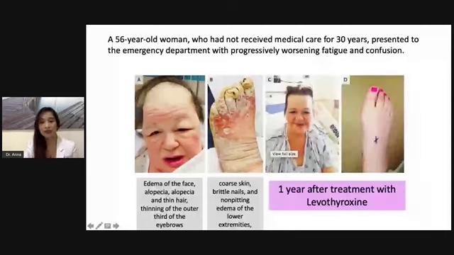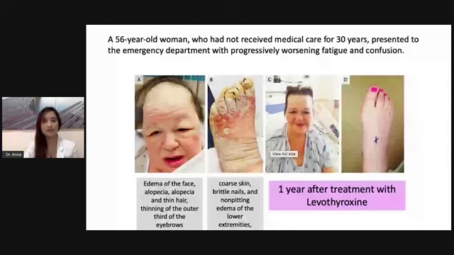After 1 year of treatment with levothyroxine, you see the hair has grown back, the edema has subsided, and the patient looks happy. And the skin has returned to normal. There's no more edema. The nails are well taken care of. So see the marked difference between your hypothyroid state and your corrected state when the thyroid function has normalized.